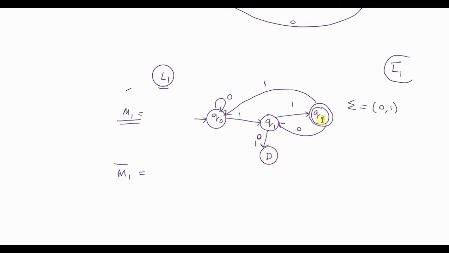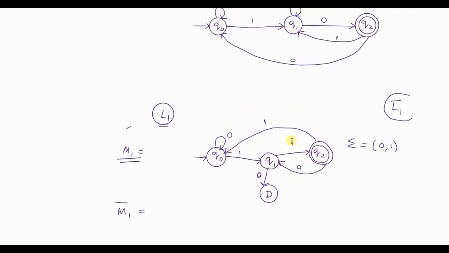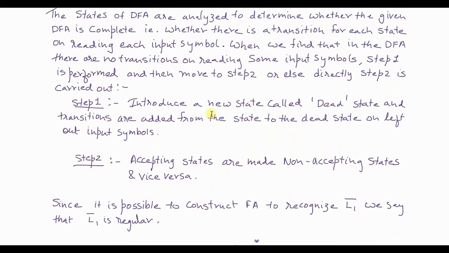Fine. Now let's see whether Q2 is complete. Q2 on 0 goes to Q1, defined. Q2 on 1 also goes to Q0. So the one transition which was not defined was for Q1, for which I have created a dead state and created that transition. Okay, so this ends step 1. What we have done is just create a new state, and for any missing transition we connect the state to the dead state.